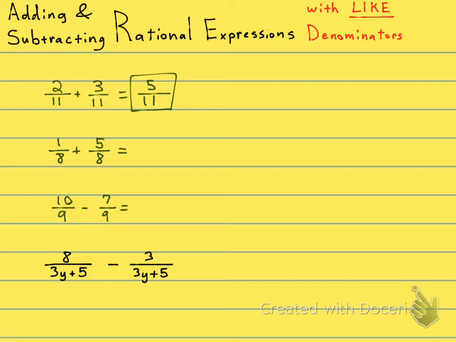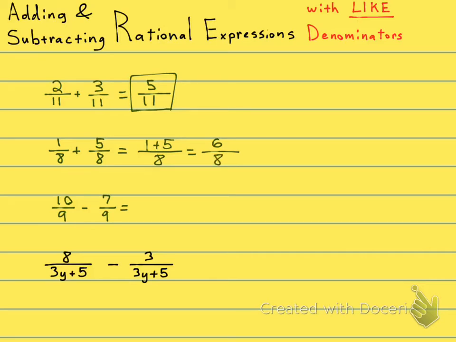Let's look at the next problem. 1/8 plus 5/8. Well, you know 1/8 plus 5/8 is going to give you 6/8, but let me show you a different way. Really what you're doing is adding the numerators and the denominator stays the same. So I could write this as 1 plus 5 over 8, just to show you another way that you might look at this. And in the numerator, 1 plus 5 combines to be 6, and now I have 6 over 8.